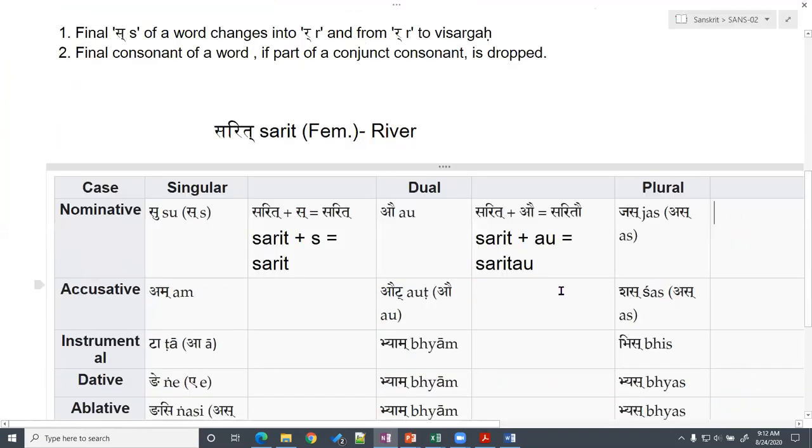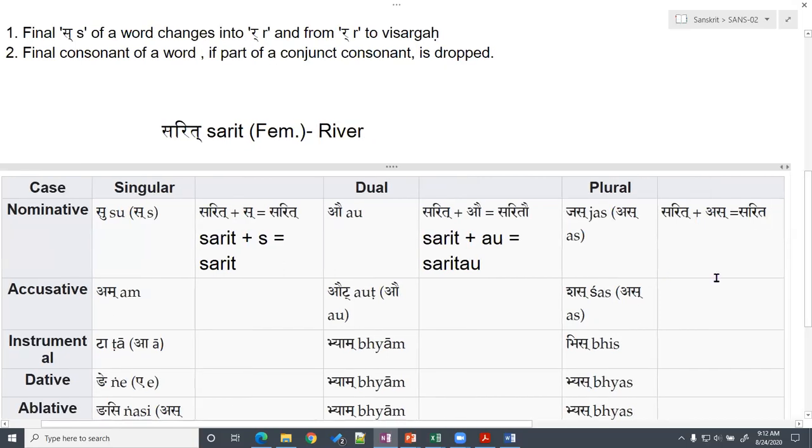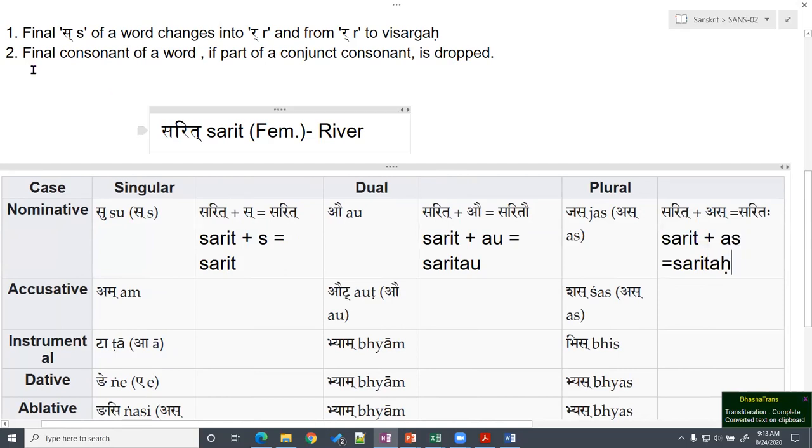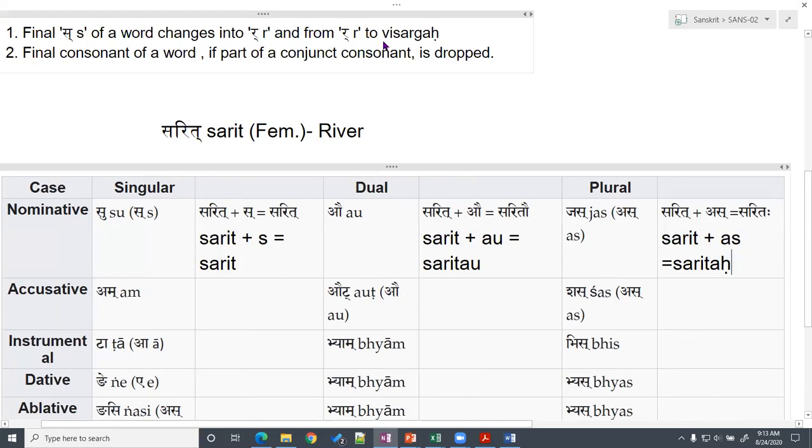And here if you look at sarit plus, now we will add the one in the bracket, the one which remains, not just, but us. Here again, if you just add it up and change the sakara into refa, refa into visarga, it becomes saritaha. You see the rule here: the final sakara of a word changes into refa and from refa to visarga. So it becomes saritaha.